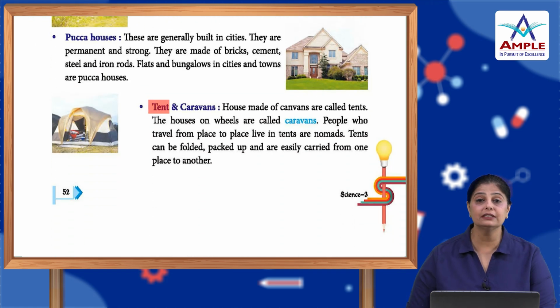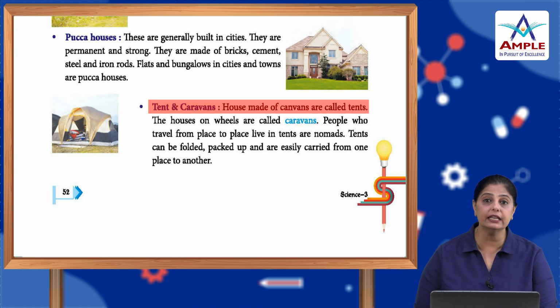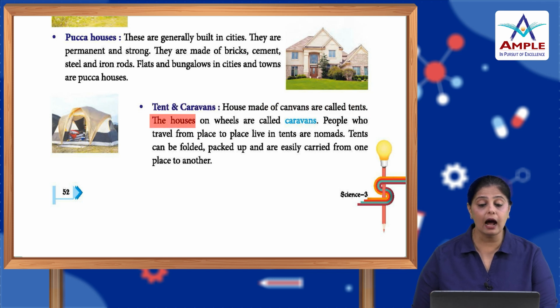Now, let's talk about tents and caravans. Houses made of canvas are called tents. It is a canvas material which is used to build this house called a tent. Houses on wheels are called caravans. People who travel from place to place live in tents, and they are called nomads. Tents can be folded, packed up and easily carried from one place to another.